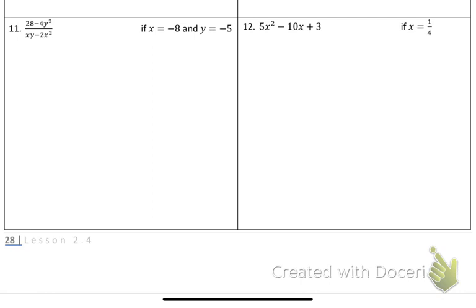Number 11 says 28 minus 4y squared all over xy minus 2x squared, right? Should I just automatically be plugging things in my calculator right now? No, what should we do first?